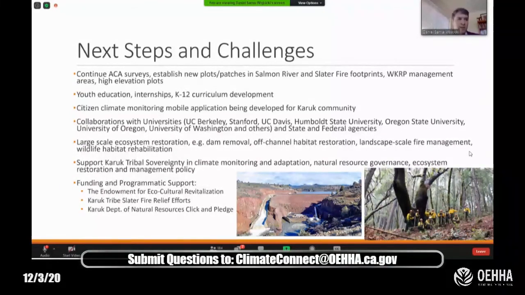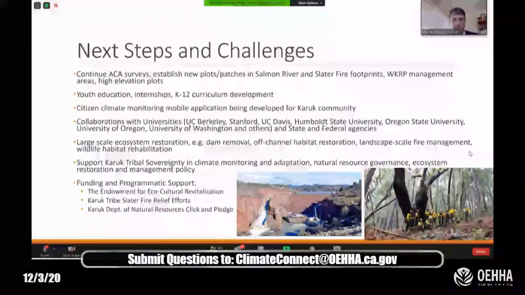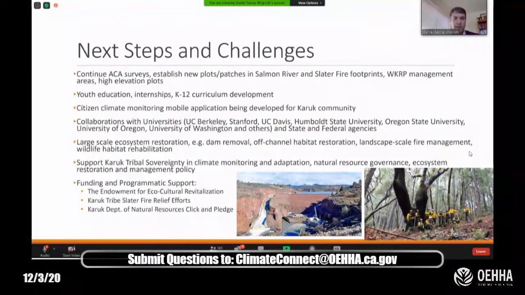Also continuing to work with youth groups and the Western Klamath Restoration Partnership to develop monitoring protocols to look at the response of cultural plants to management treatments in the WKRP areas. We're going to be rolling out the Citizen Science Climate app and hopefully getting a lot of input from community members in that. Continuing collaborations with universities.